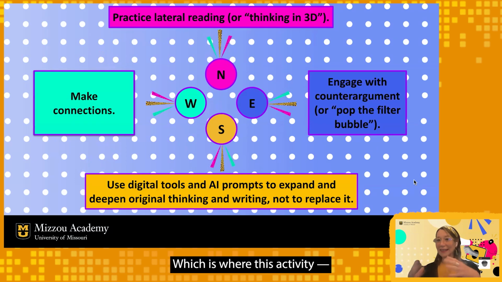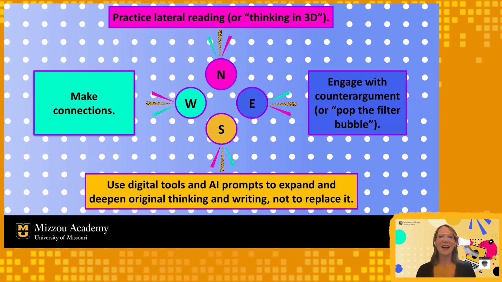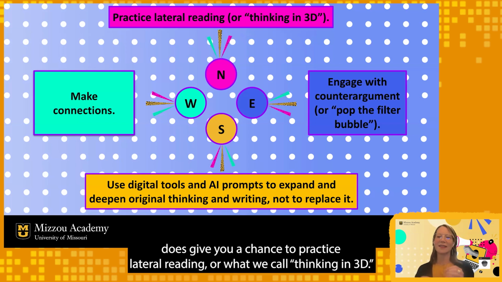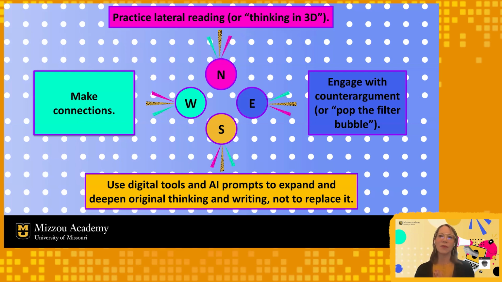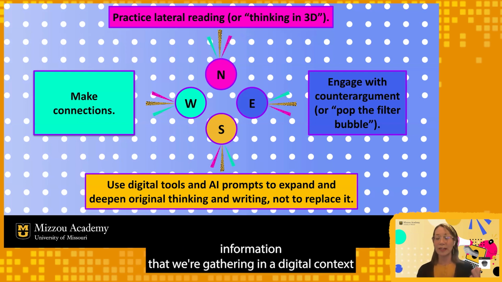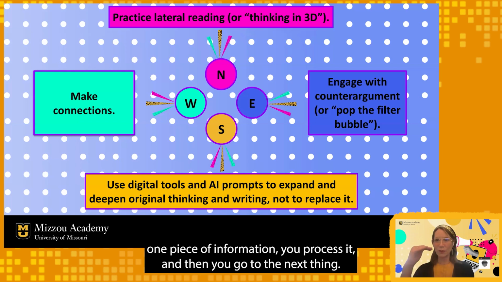Which is where this activity comes in, and I like to use it in information literacy. It can work in any classroom, in any context. And in terms of the digital tools, what I love about it is that it really does give you a chance to practice lateral reading, or what we call thinking in 3D. The biggest difference between information that we're gathering in a digital context and what some of us are more familiar with, reading text, where you read top to bottom, one piece of information, you process it, and then you go to the next thing.